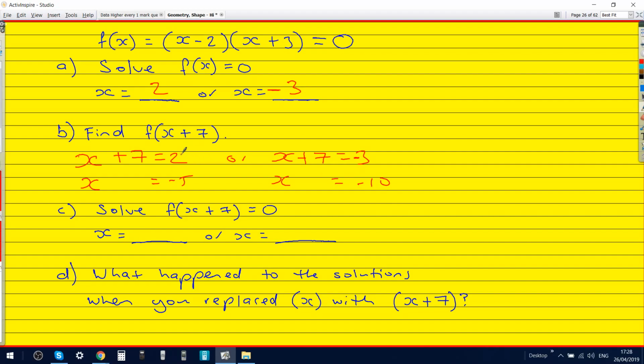And so what has happened? 2 became minus 5, minus 3 became minus 10. Isn't it just all because of that 7 that they've added in? Yeah, so what happened to each answer? They took away 7. Yes, so the difference between f of x and f of x plus 7 is it's subtracting 7 from all the x's. And it'd be the same thing if it was f of x minus 7, then I'd be adding 7 to all the x's.